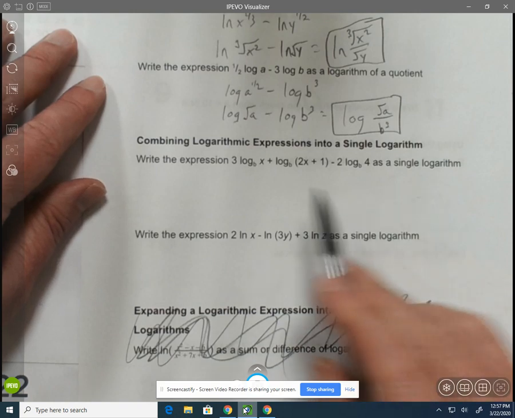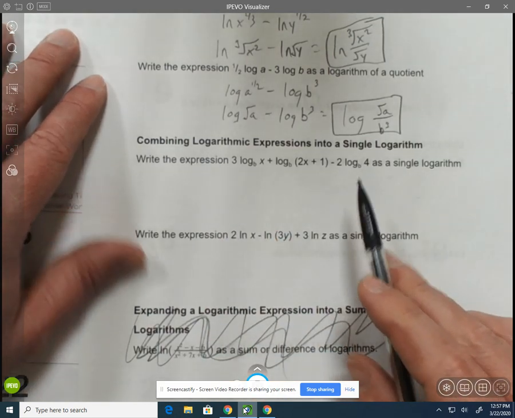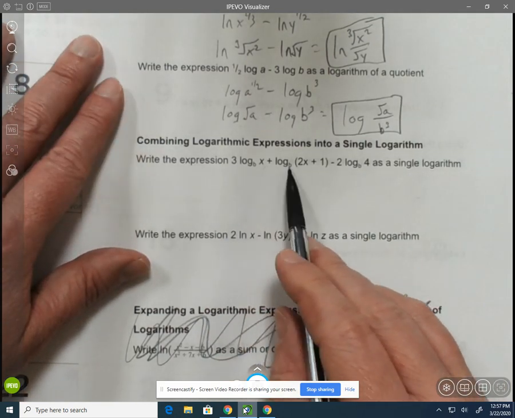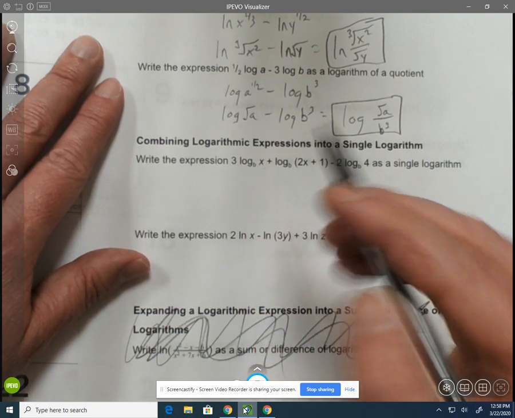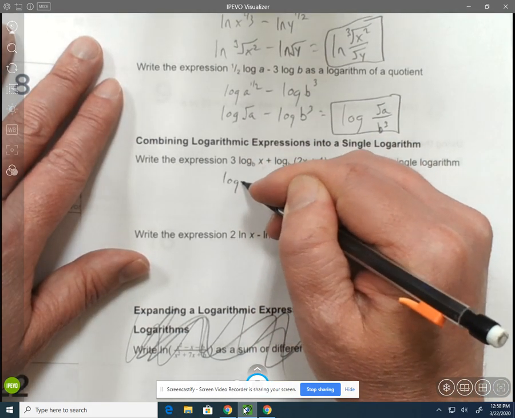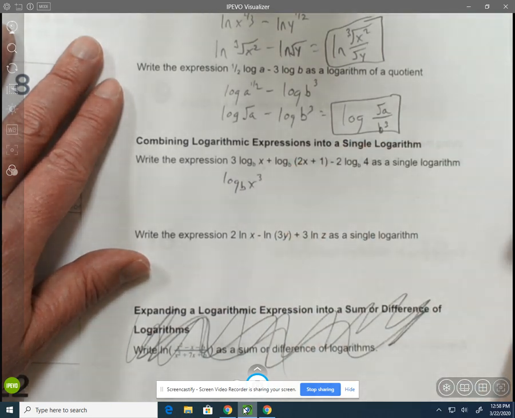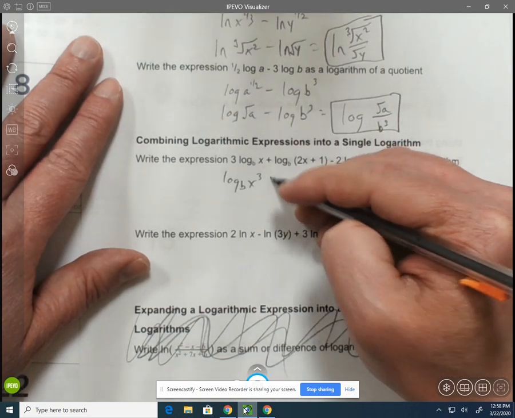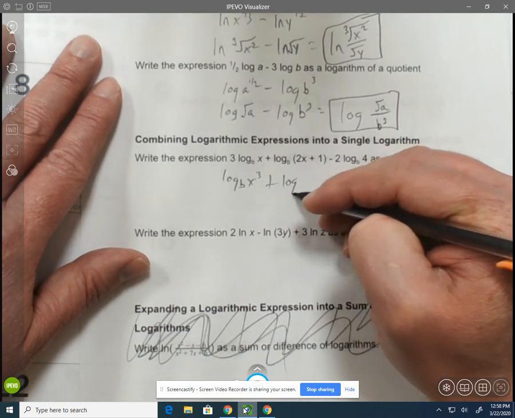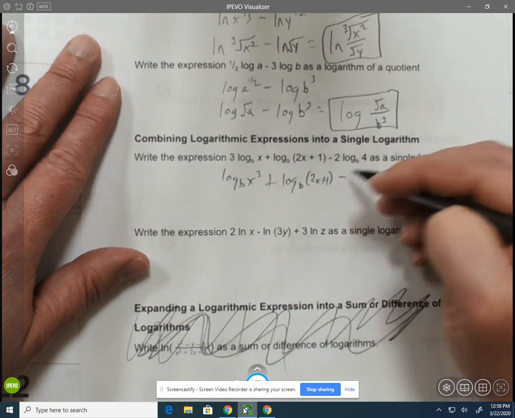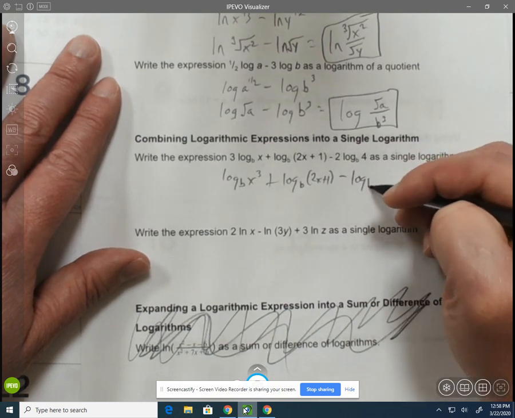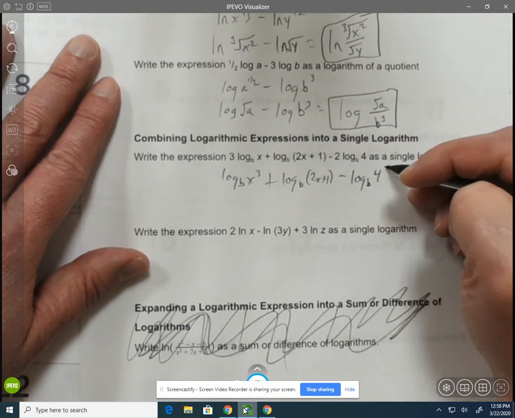And then just kind of combining this all together, combining these into a single logarithm. So I've got 3 different logarithms. I'd love to write it just as a single one. So log base b of x cubed. Not much I can do there, so let's just leave that as log base b of 2x plus 1 minus log base b of 4 to the 2nd.